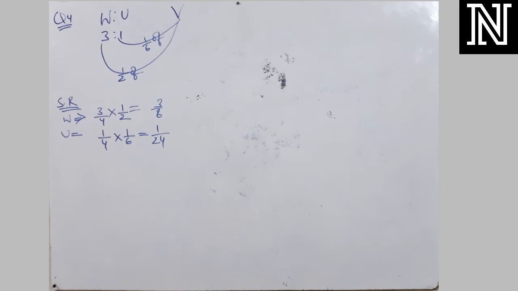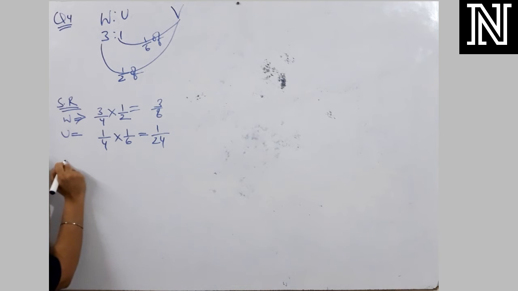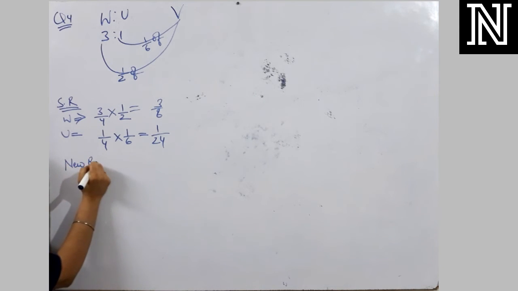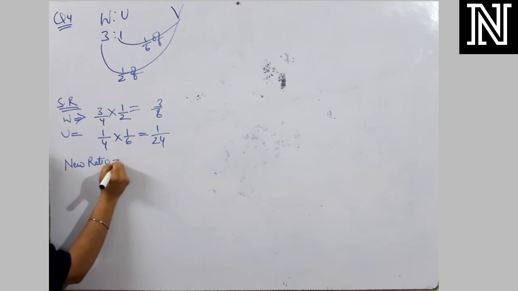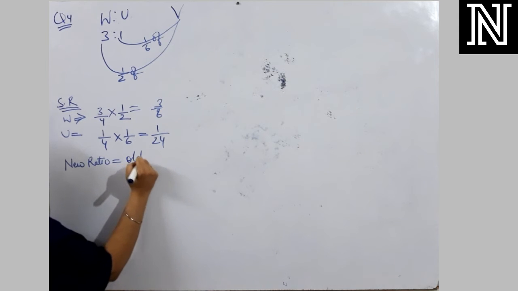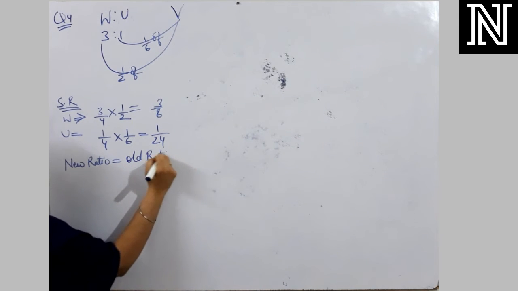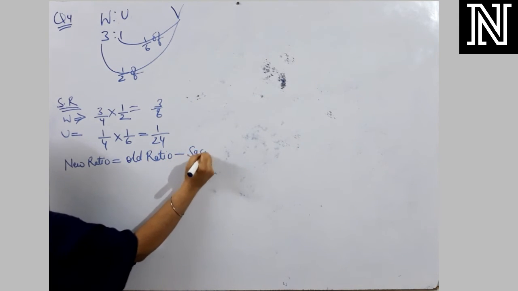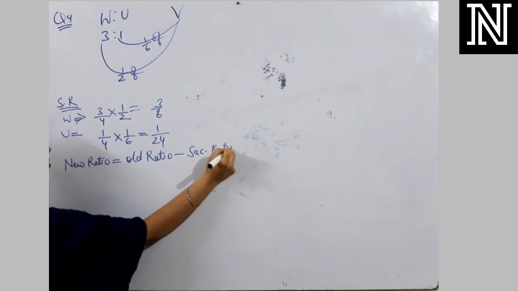Yes, ma'am. And if we are having sacrificing ratio, then how are we going to calculate the new ratio? Tell me, beta. What is the formula we are using to calculate new ratio? Old ratio minus sacrificing ratio. Yes, old ratio minus sacrificing ratio.